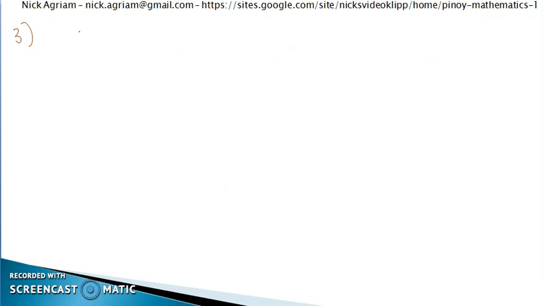Example number 3, for example, you have 2x raised to 3 plus 16y raised to 3. As you can see, 2 is not a cube, 16 is not a cube, but there is a common factor between them, 2. So we'll put 2 outside the parentheses, then we have x raised to 3 plus 8y raised to 3.